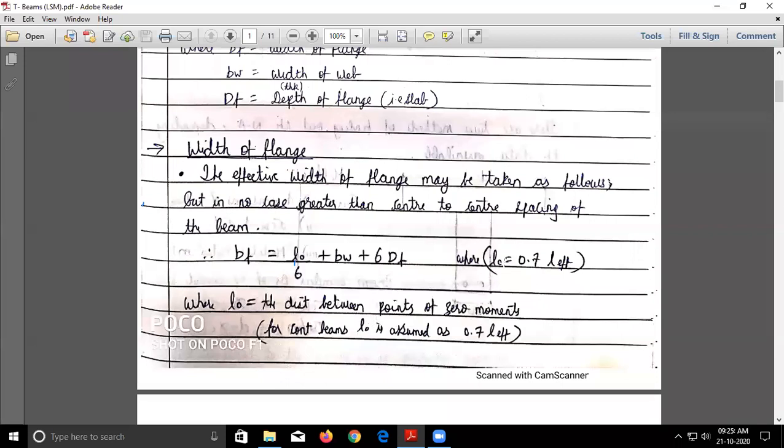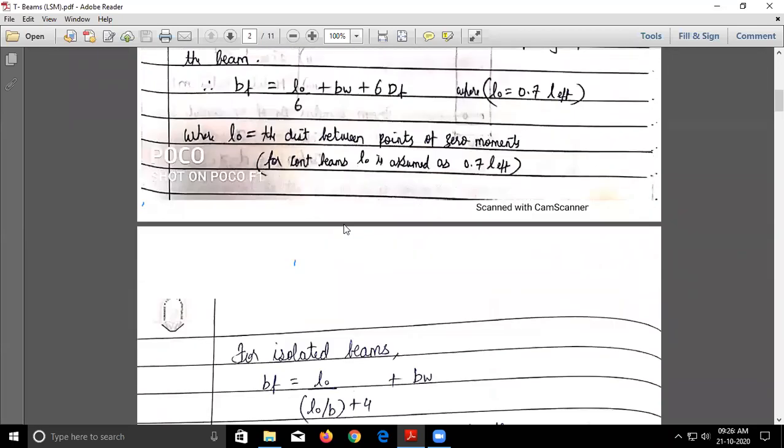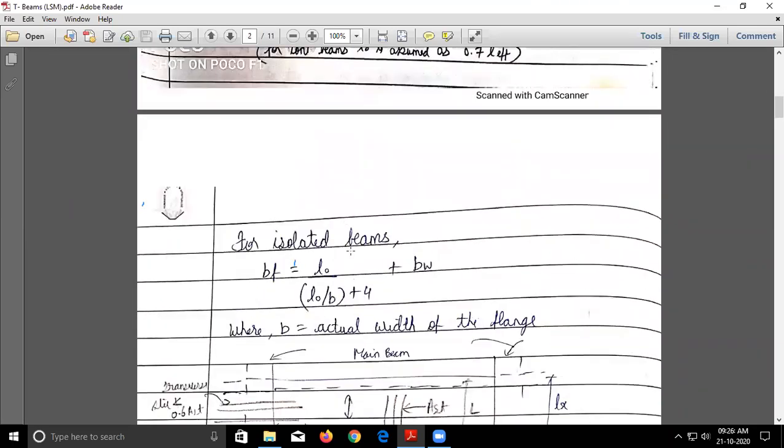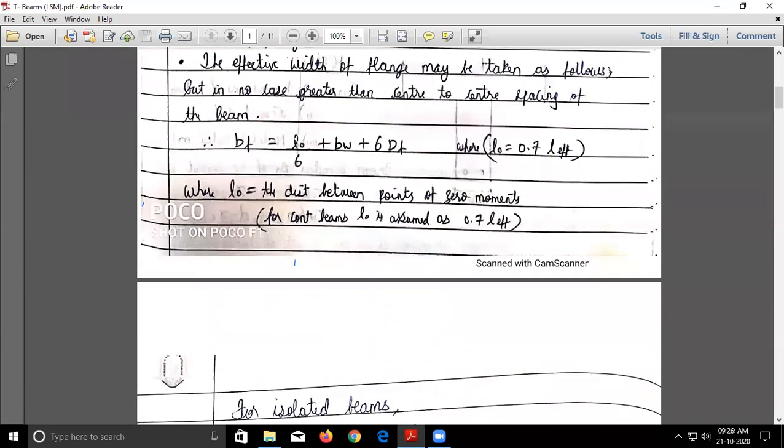Okay, and for this L naught they have separated two cases. For a continuous beam it is taken as 0.7 times L effective, and for an isolated beam, a simply supported beam, you know that the distance is from the zero bending moment only. So in that case there is no issue, the total length of the simply supported beam will come, correct? So this was the equation for the effective width of the flange for isolated beams. Okay, for isolated beams it is this; this is for the continuous beam.